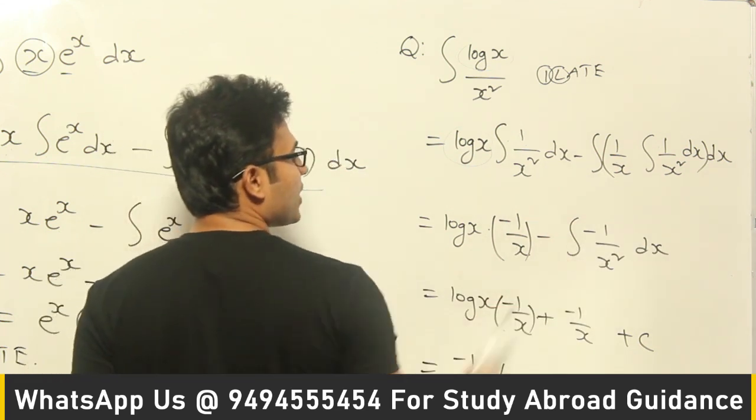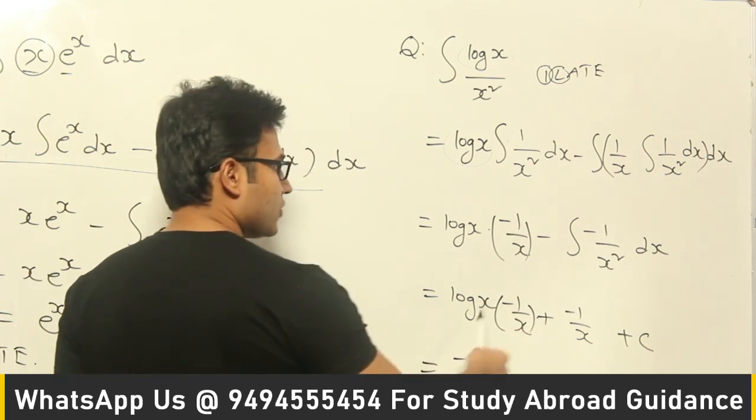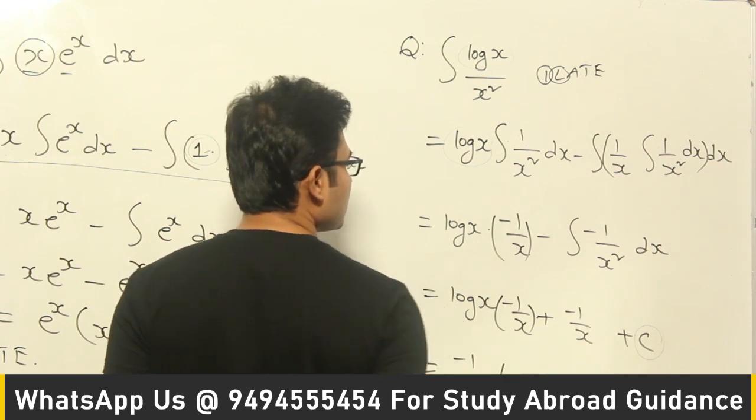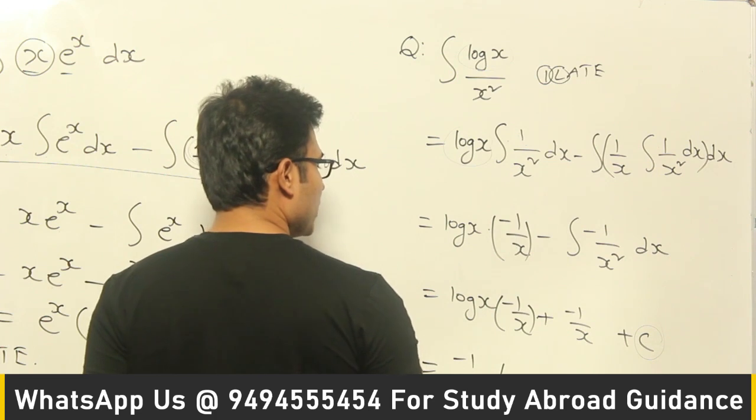So integral 1 by x square dx, now it is going to be minus 1 by x. Got it? So at the end you can add c. Now you can pull out minus 1 by x as common, then you are going to get log x plus 1, right?